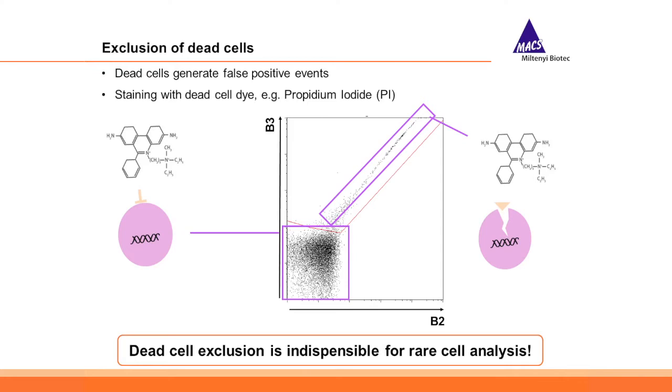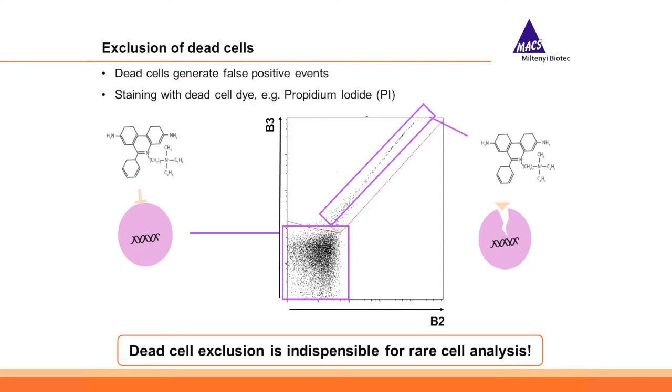It normally binds to nucleic acids. But when you have a living cell like this one, the entry into the cell is blocked or highly diminished, and the cell stays negative, so it's not labeled with this fluorochrome. If the cell is compromised, so if the cell is dead, the membrane is open and the dye can enter this cell and bind to these nucleic acids. In the plot you see, these are the unstained cells, so these are my living cells, and in the diagonal we have the dead cells.